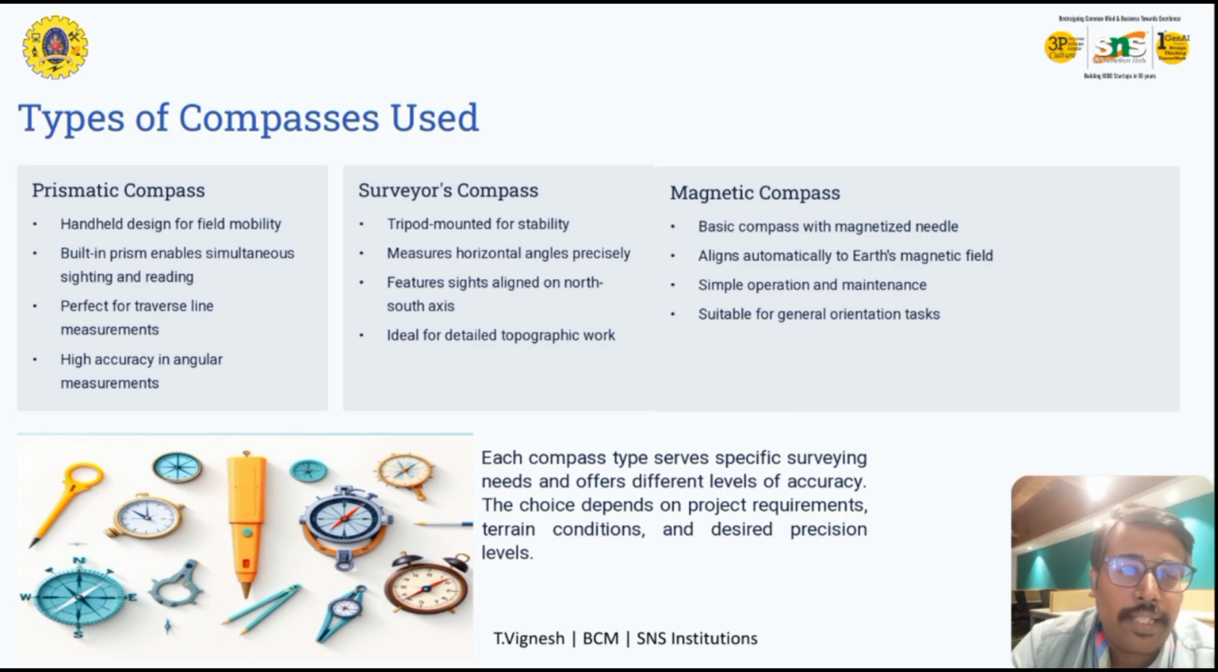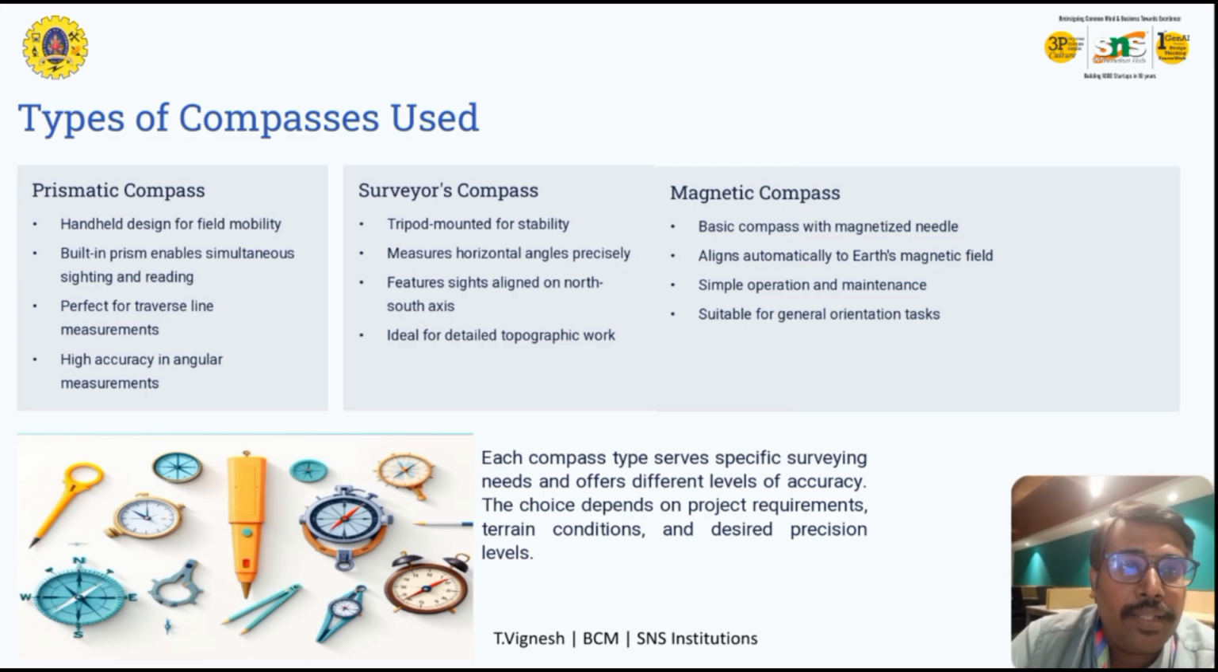Now the tools, or types of compasses: we have the prismatic compass, the surveyor's compass, and the magnetic compass. As I said, it is tripod mounted, and we have seen it in real-world cases. The prismatic compass has a built-in prism, enabling simultaneous sighting and reading. In the surveyor's compass, we don't have a prism. It measures horizontal angles precisely, and it is ideal for detailed topographic work.